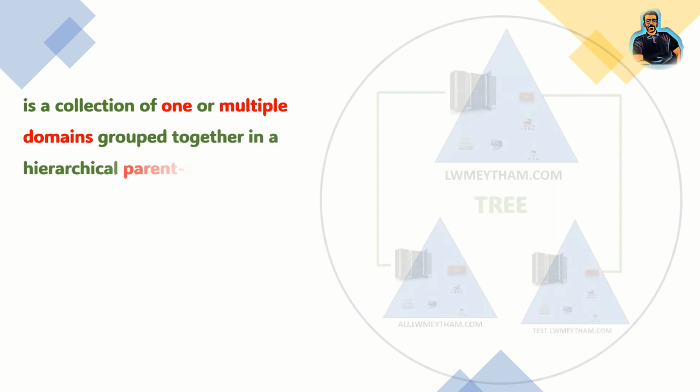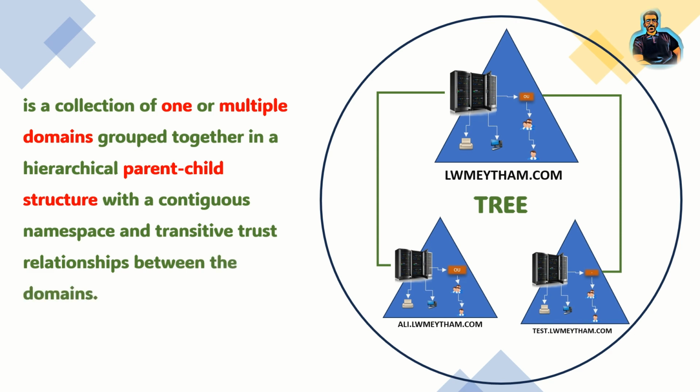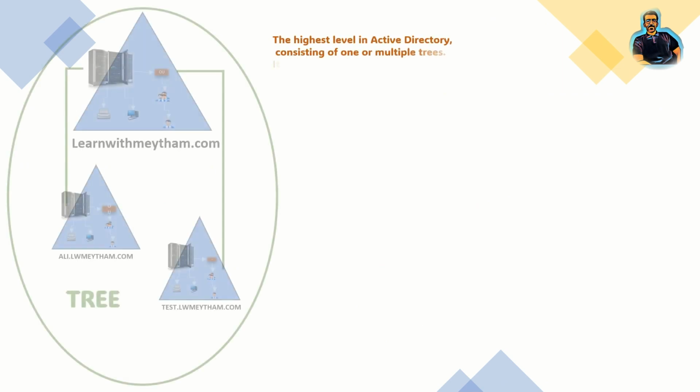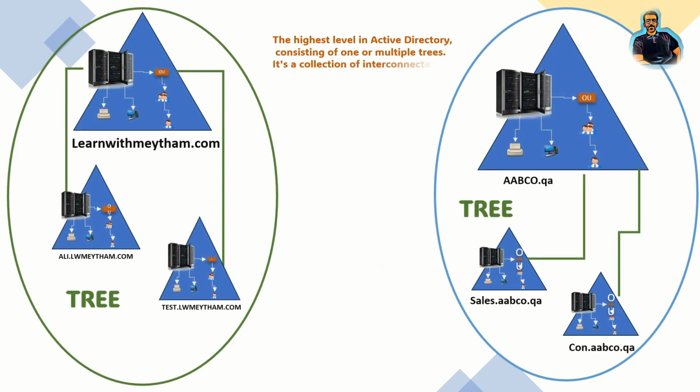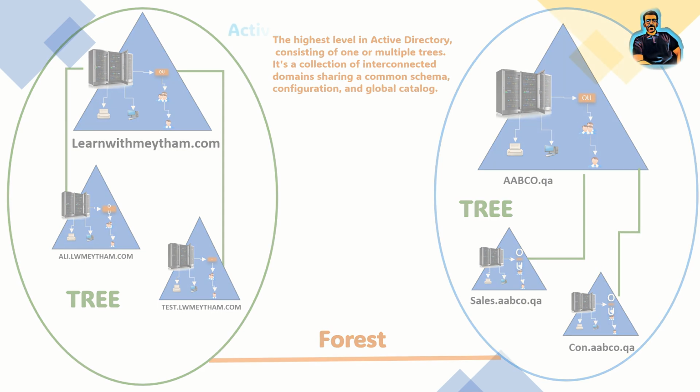Okay, now let's talk about the tree structure in Active Directory. A tree is a collection of one or multiple domains grouped together in a hierarchical parent-child structure, featuring a contiguous namespace and transitive trust relationships between the domains. And finally, the forest is the highest level in Active Directory, consisting of one or multiple trees. It's a collection of interconnected domains sharing a common schema, configuration, and global catalog.